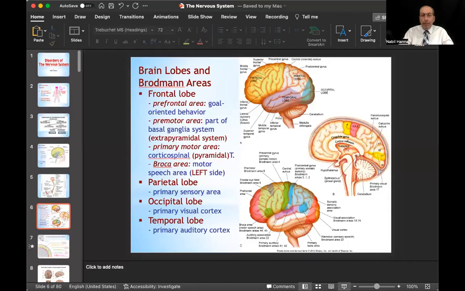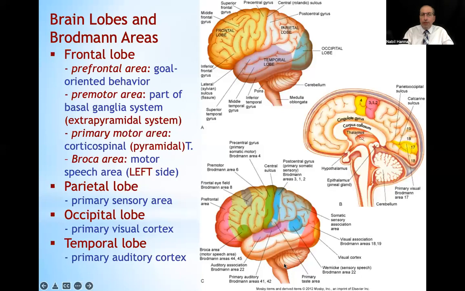Now we're going to talk about the anatomical brain lobes and the physiological functional areas of the brain. So anatomically, the cerebrum is made of the frontal lobe, parietal lobe, occipital lobe, and temporal lobe. And these lobes anatomically are very distinct. In each one of these lobes, we have certain functional areas.